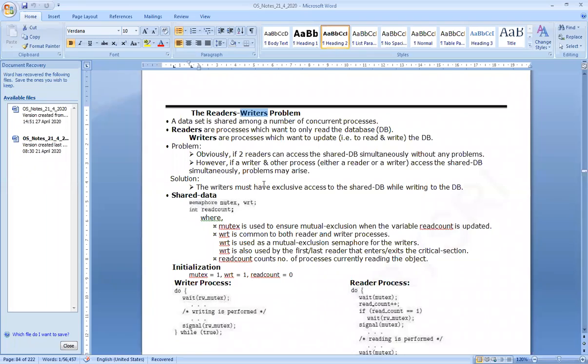So it should be properly synchronized. If I'm reading, I should not write. If I'm writing, I should not read. This is the meaning of synchronization. So what is this readers-writers problem?